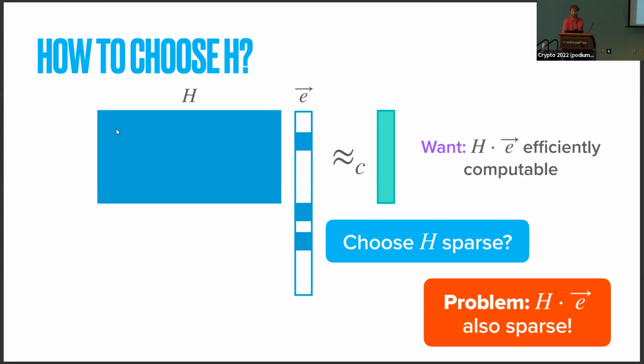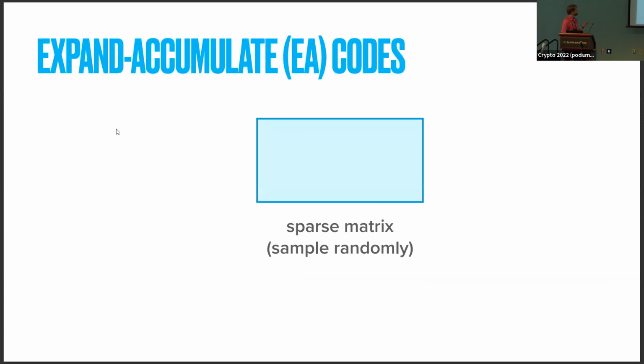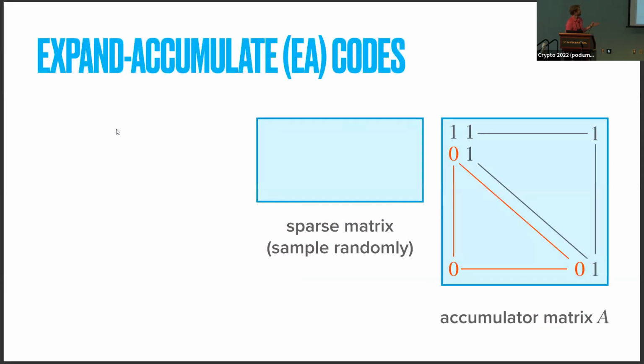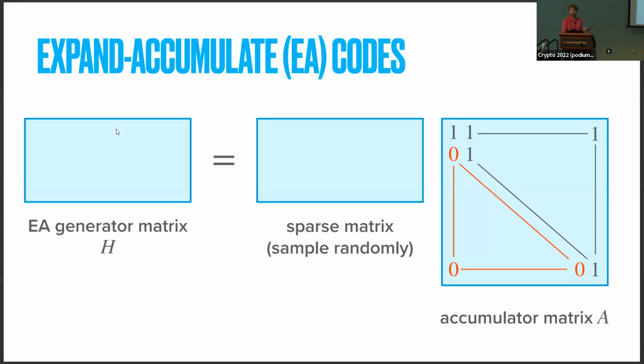But in some sense, what we do is the simplest trick to make this work. What do I mean by this? Let's again start with a sparse matrix, and we're going to sample it randomly. For concreteness, think of making each entry 1 with some probability p, and we'll choose p to be quite small. This alone will not work. But I'm going to multiply it by a matrix that I'll call the accumulator matrix, which is just a matrix with 1s on and above the main diagonal. The product of these two matrices gives us the matrix H that we wanted.